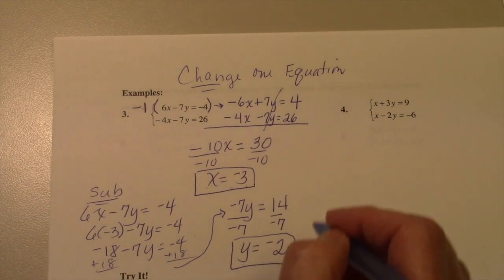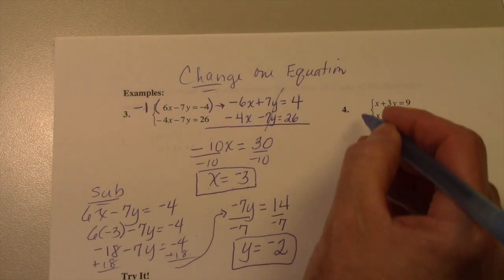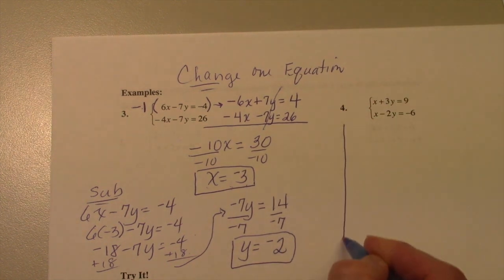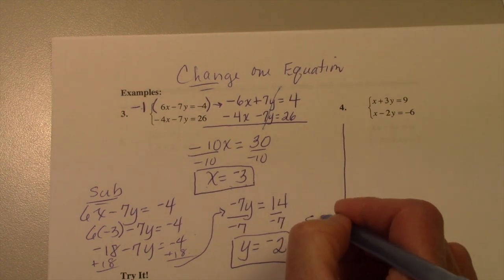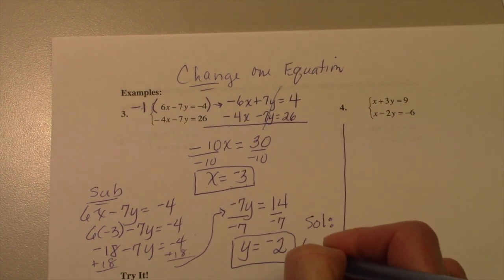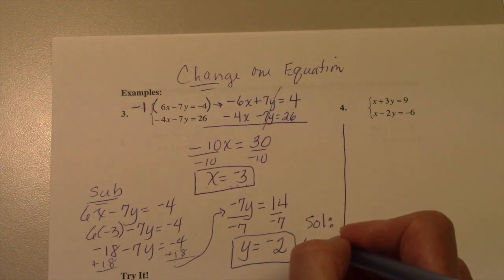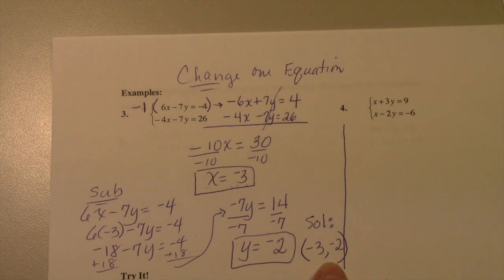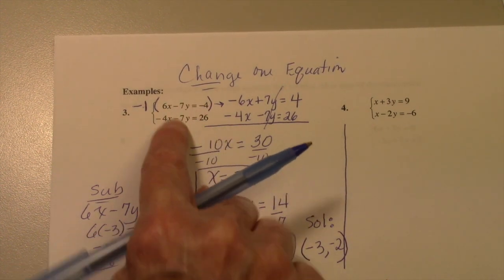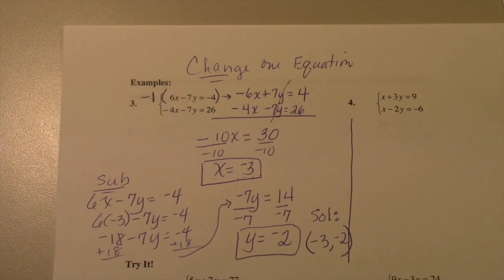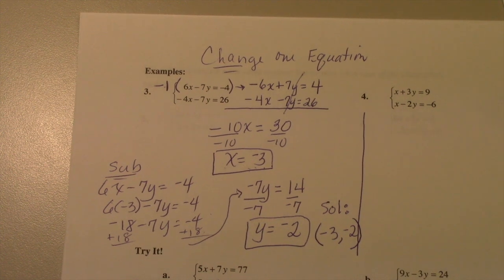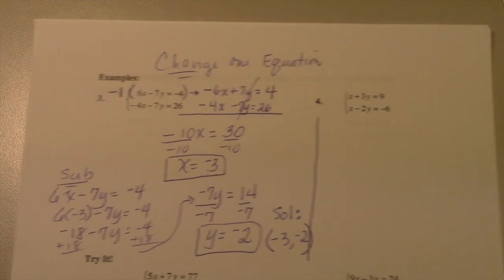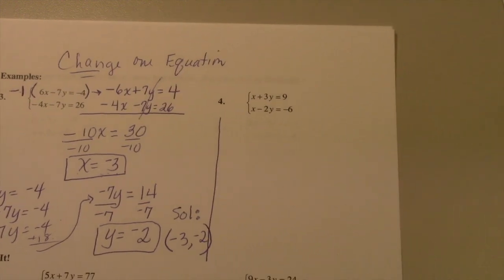So the solution here is negative 3 comma negative 2. This point will work in either one of those equations and make it true. It's one way of checking it. Got it? Cool. Number 4.